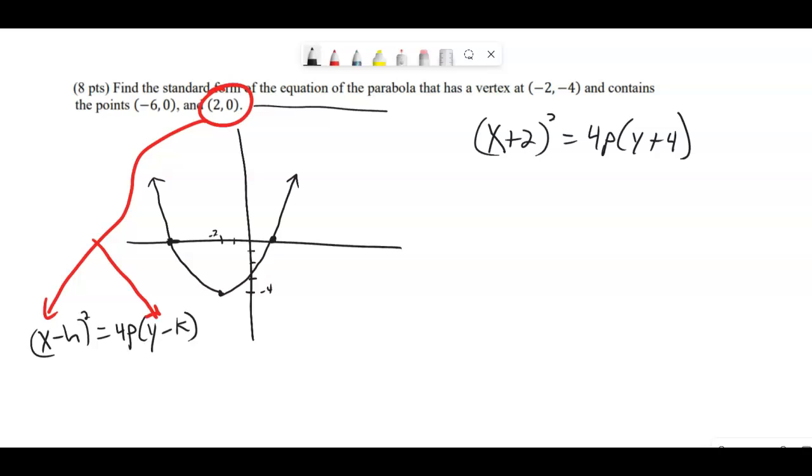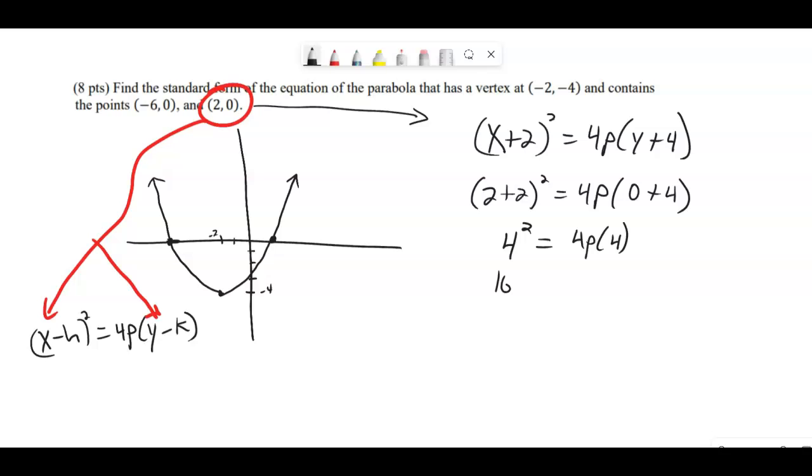And now plugging in the 2, 0 will leave us an equation that just has p. That's what we want. So 4 squared equals 4p times 4. That's 16 equals 16p. So we have p equals 1.